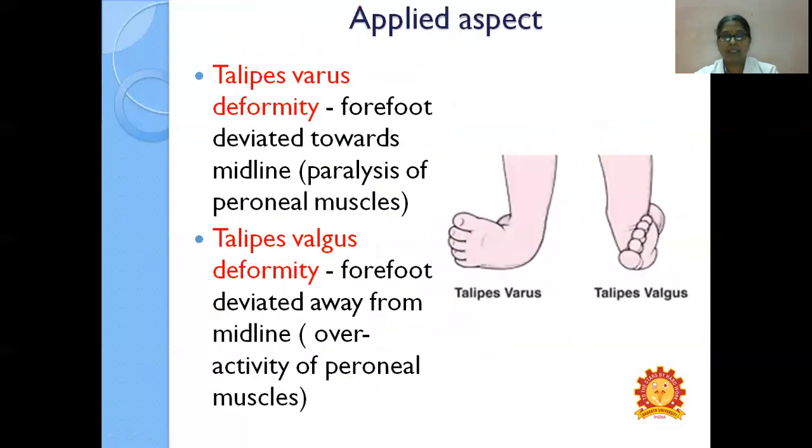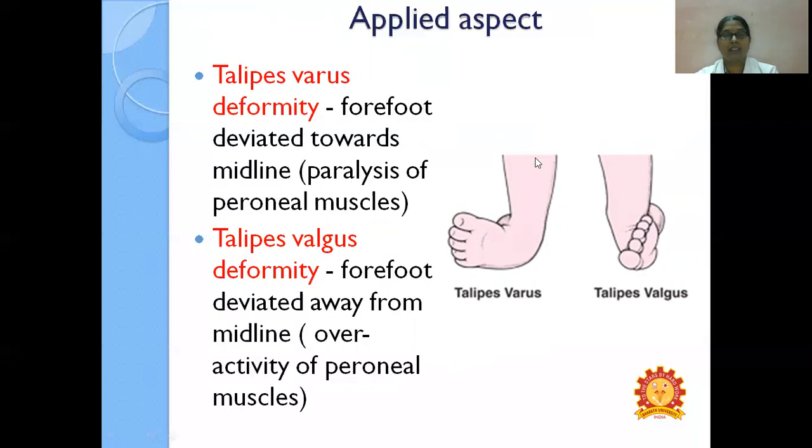Applied aspects. Talipes varus deformity is a deformity where the forefoot is deviated towards the midline because of paralysis of the peroneal muscles. Why does the muscle get paralyzed? Because of injury to the superficial peroneal nerve or even the common peroneal nerve. Because of the injury to the nerve, the peroneal muscles get paralyzed, and the forefoot deviates towards the midline. There is one more deformity called talipes valgus deformity.